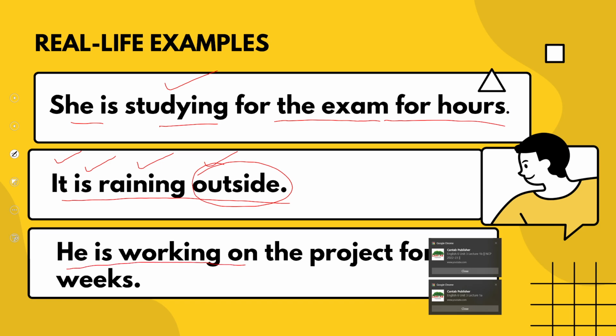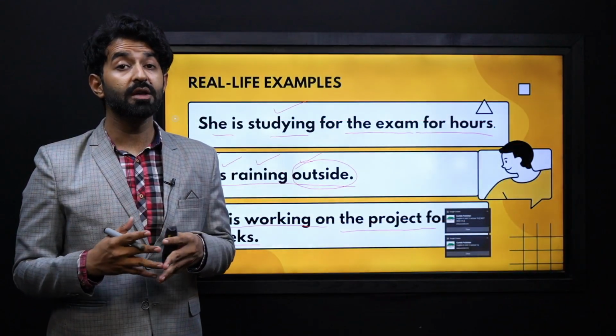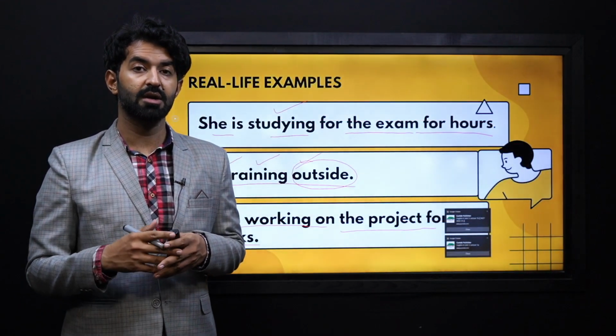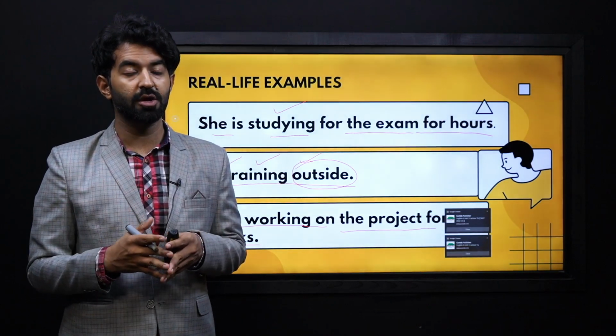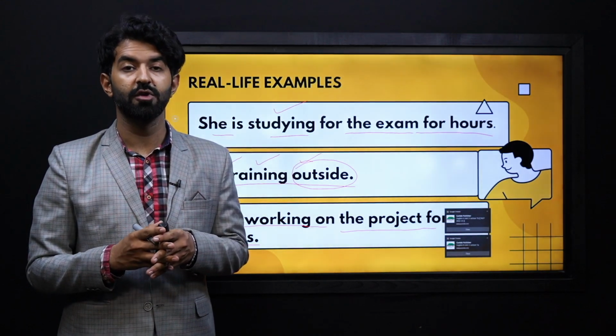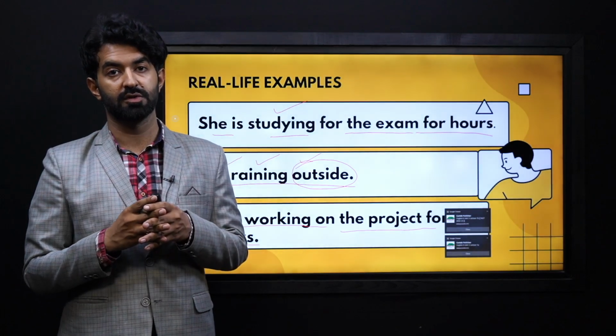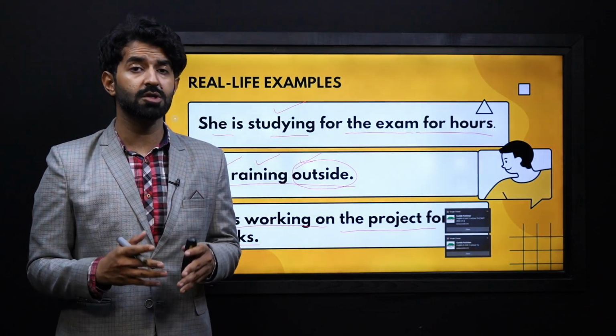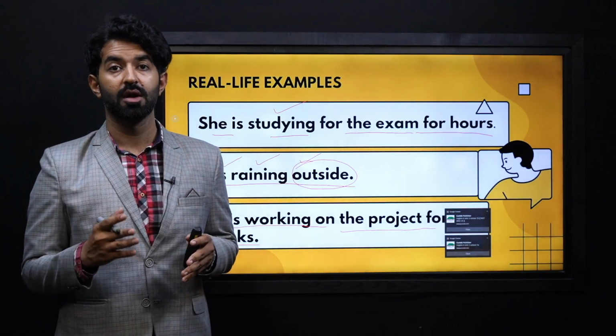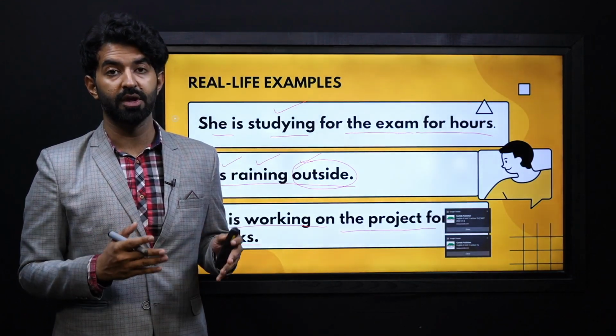He is working on the project for weeks. Now, maybe he is not currently working on the project, but he is working on the project. This is also when we use our present continuous tense. We looked at different situations in where we use present continuous tense in the previous slides.